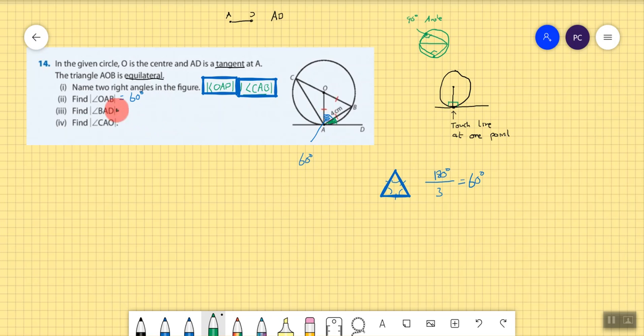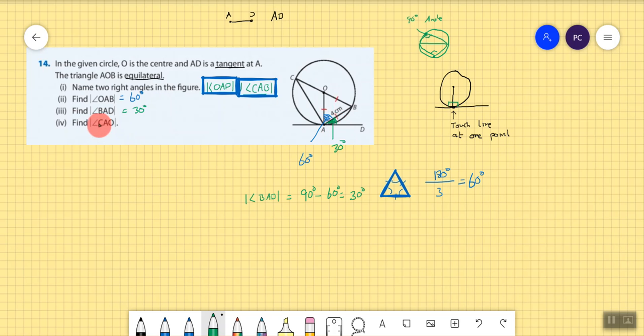So the angle BAD is going to be equal to 90 degrees, because this one and this one together form a 90 degree angle, minus the 60 degrees, which leaves you with 30 degrees. So the angle BAD is equal to 30 degrees. Okay, so that's that one. So this one is 30 degrees.